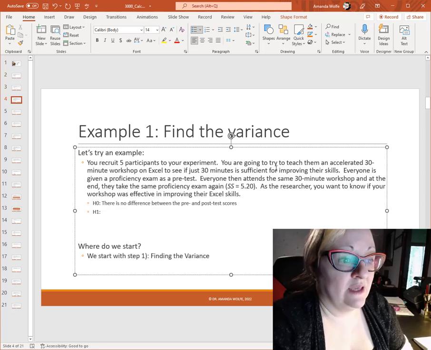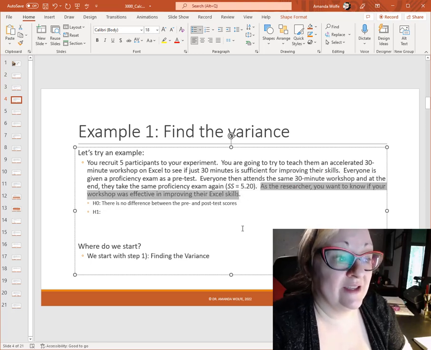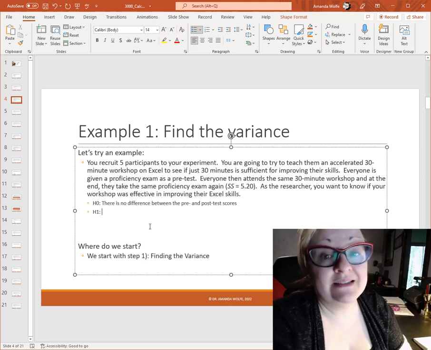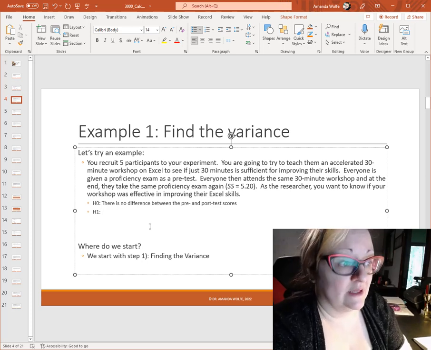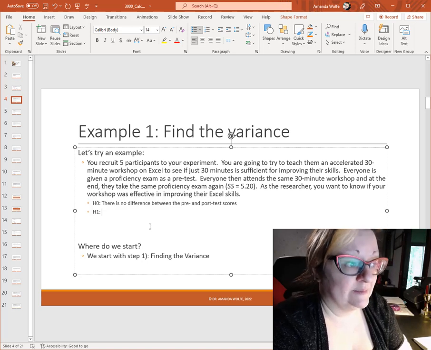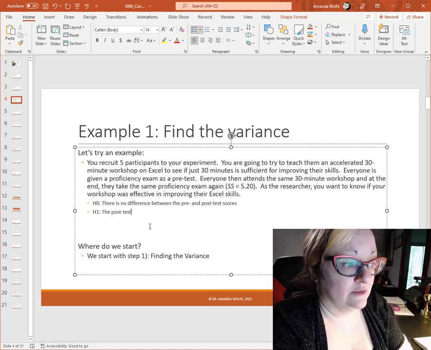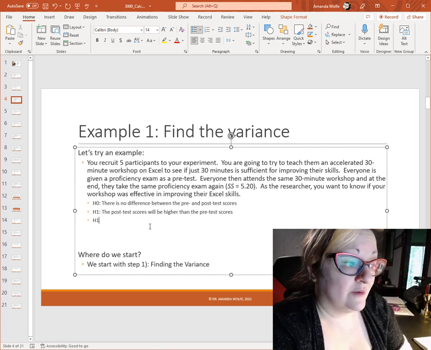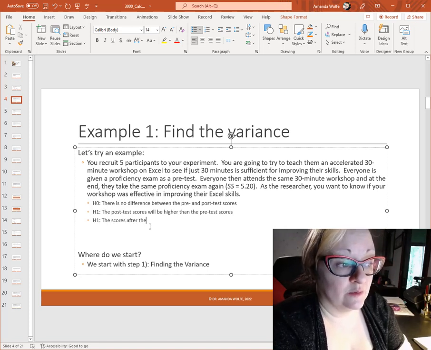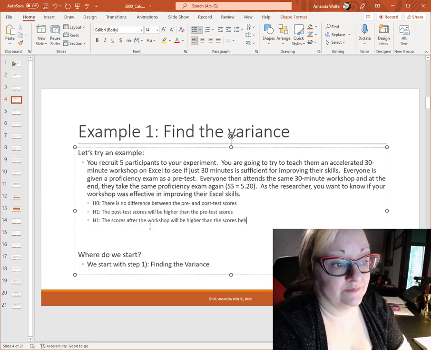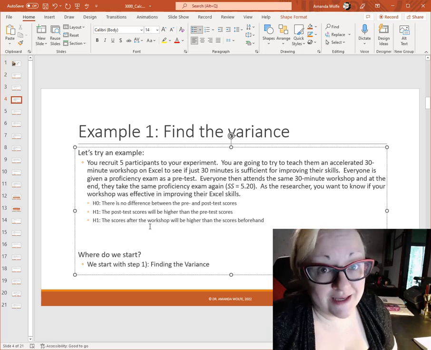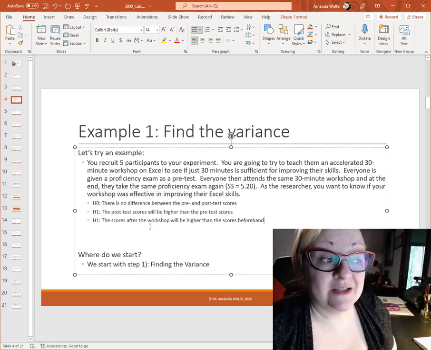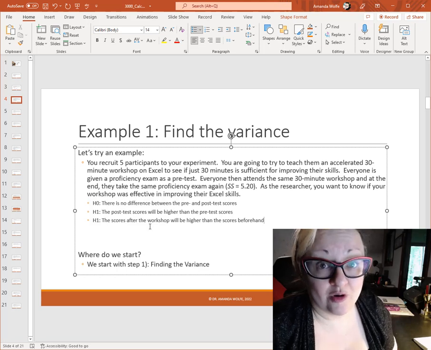Our H1 here, again, as the researcher, you want to know if it's effective in improving Excel skills. That means this is a directional hypothesis. So our directional hypothesis is the post-test scores will be higher than the pre-test scores. You could also write this as the scores after the workshop will be higher than the scores before. The key here is that this is a directional hypothesis. We've picked a specific direction for our outcome.